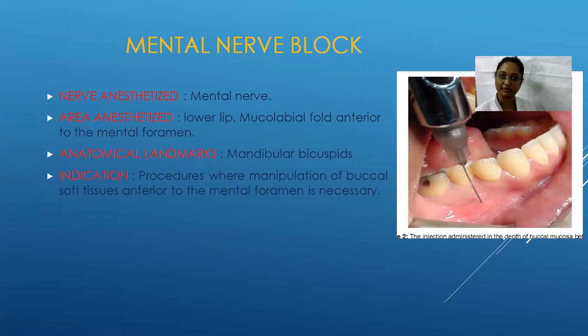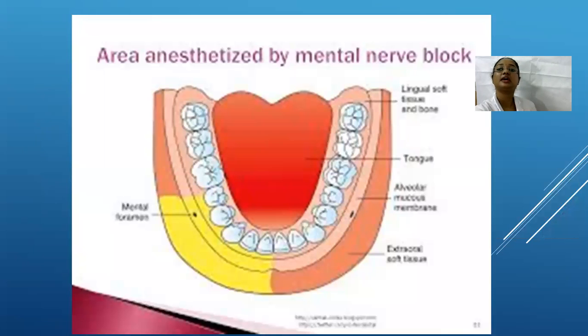The nerve anesthetized is the mental nerve. The area anesthetized is the lower lip and the mucobuccal fold anterior to the mental foramen. The main anatomical landmark is usually between the mandibular bicuspids. The main indication is for procedures when manipulation of the buccal soft tissues anterior to the mental foramen is necessary. These are the areas anesthetized by the mental nerve block.